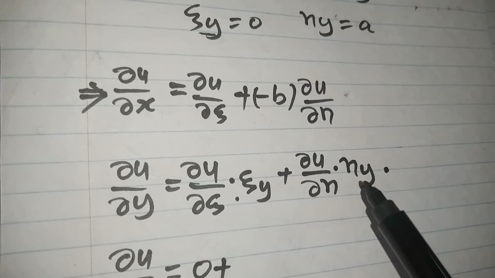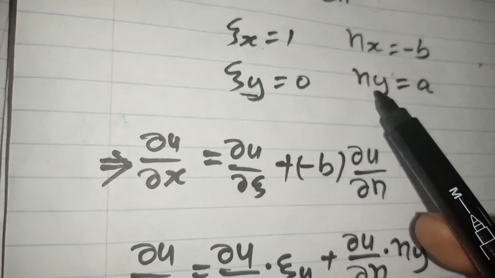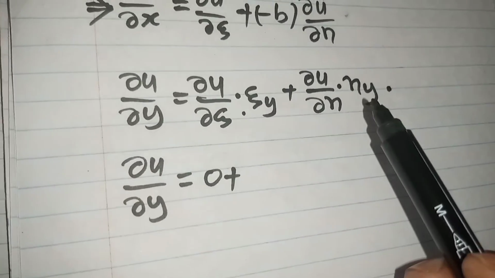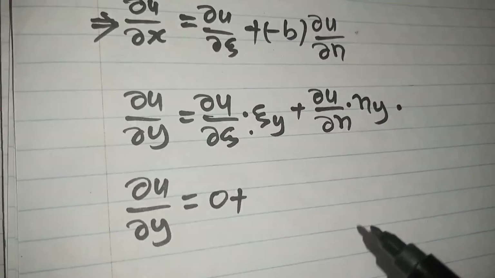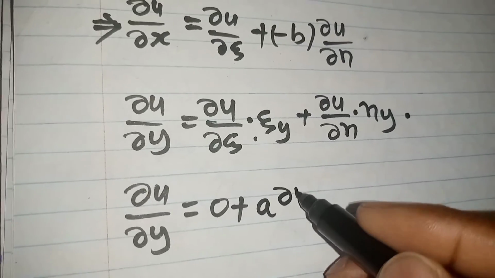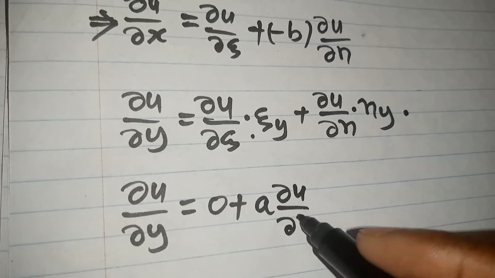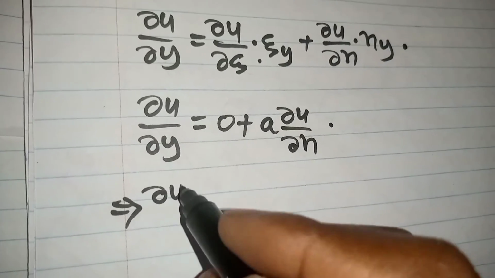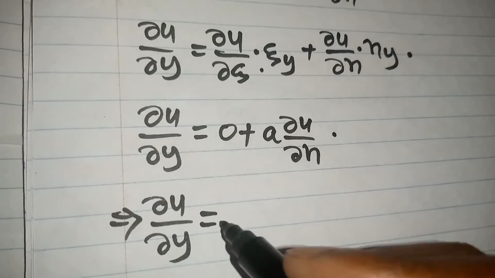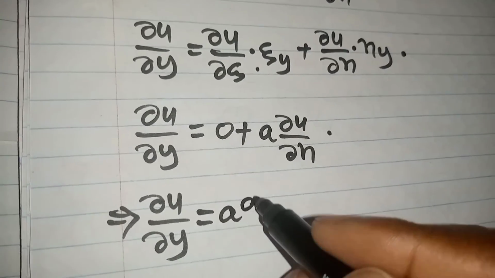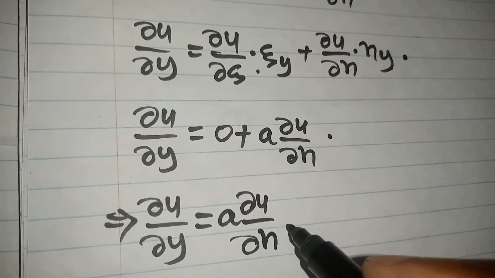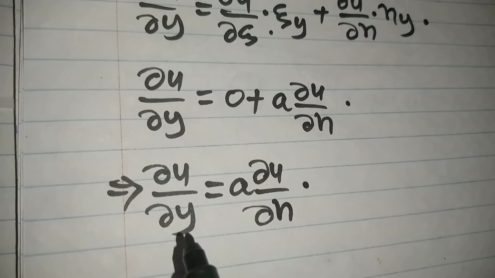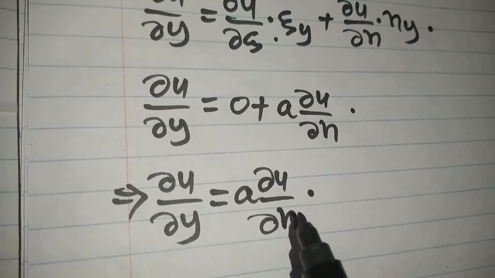We had obtained the value of nu_y, and we got it as a. So we substitute our a here. So a times this one will be a, the partial of u with respect to nu. So finally the partial of u with respect to y is equal to a partial u with respect to nu. This is the value of the partial of u with respect to y in terms of xi and nu.